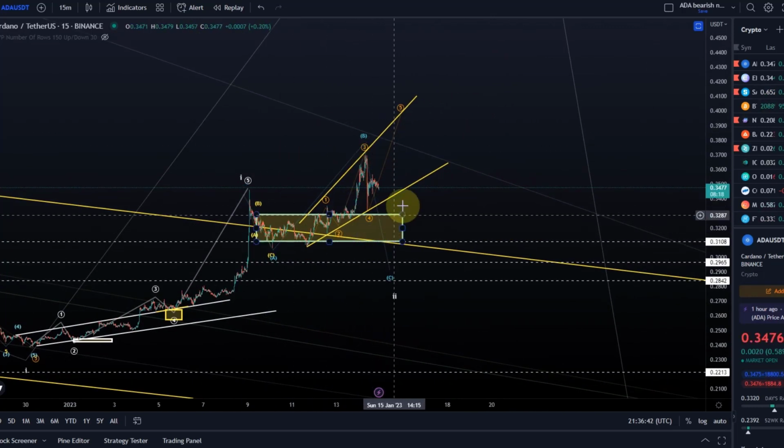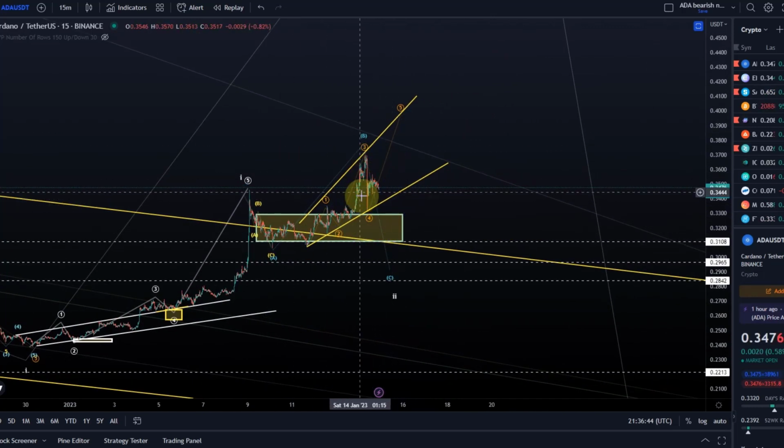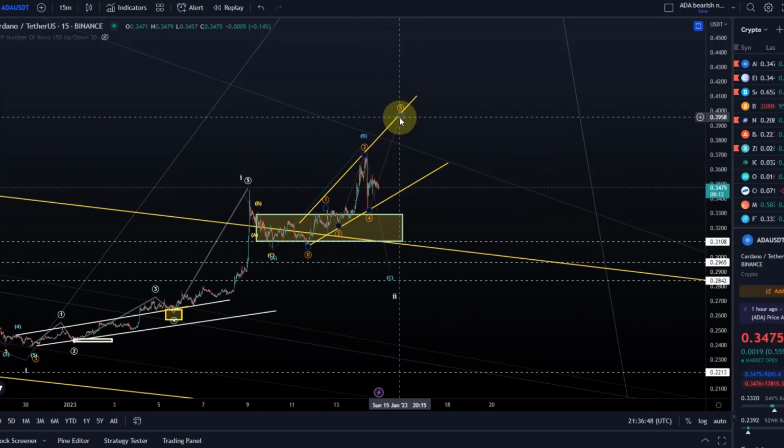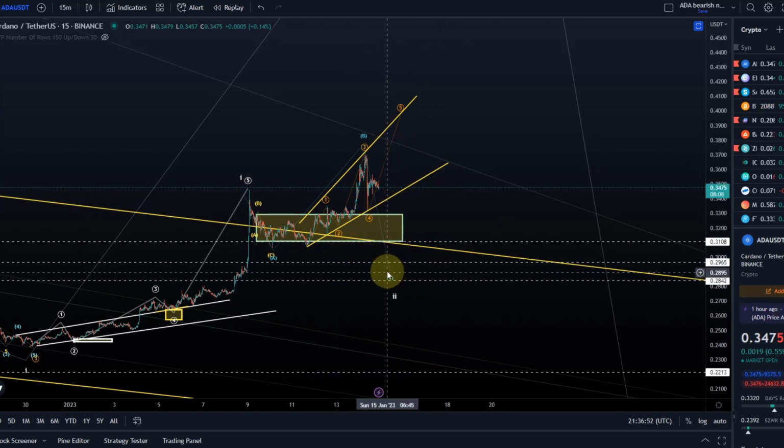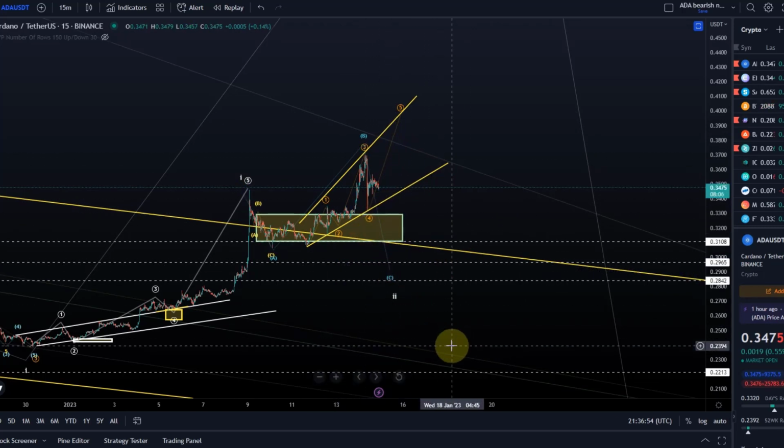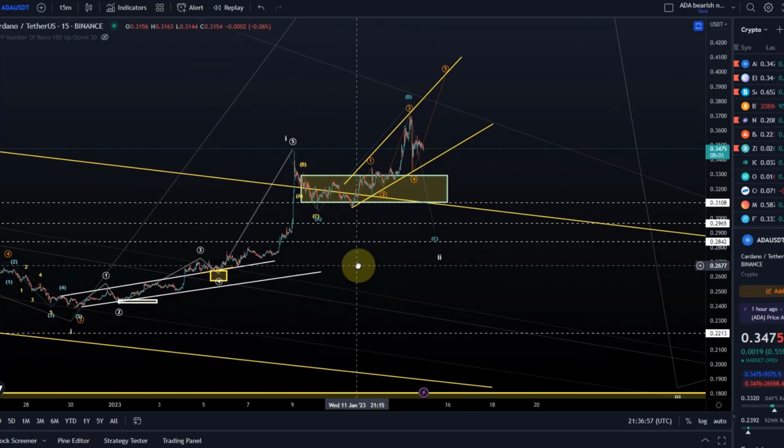Again, as long as we're in the channel, you could say we're focusing here on higher in a 5th wave, but as soon as we break out of it, I'd be in favor here of the C wave to the downside. They are basically the 2 scenarios.